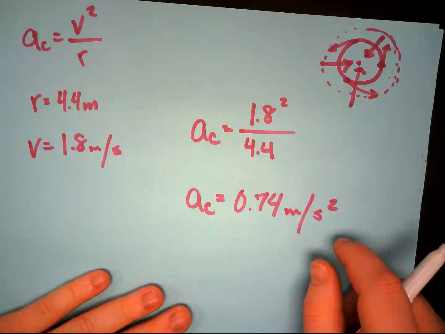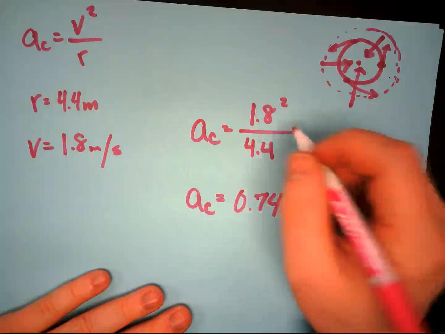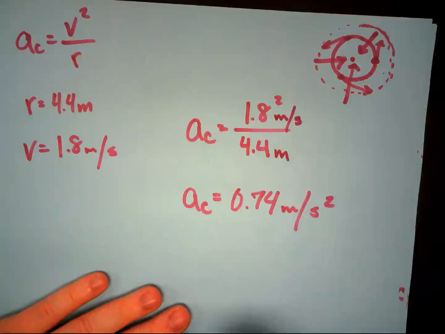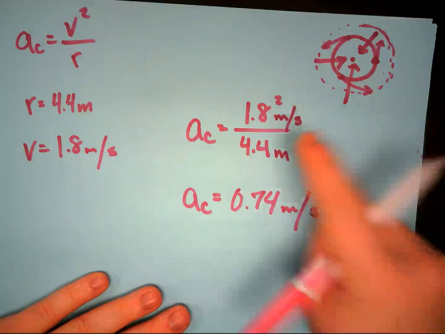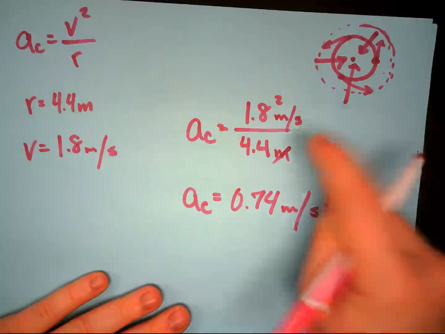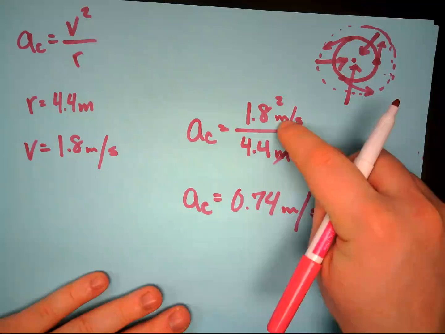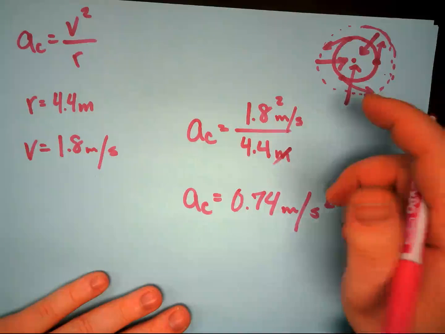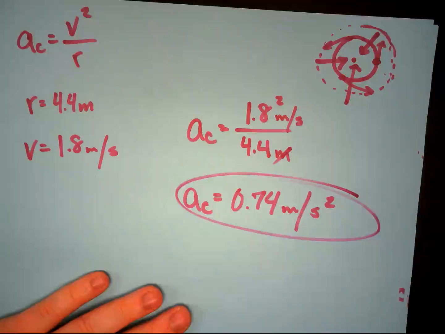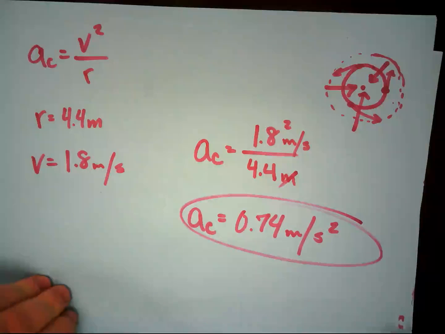If you're wondering how these units even out, think of it this way. Here we have meters per second, and down here it's just meters. The squared is distributed to the meters and the seconds, and since there are meters on top and bottom, one cancels out, leaving you with meters per second squared. That's simply how it works out. So that would be our answer for Check Your Understanding number 1. Let's take a look at Check Your Understanding number 2.